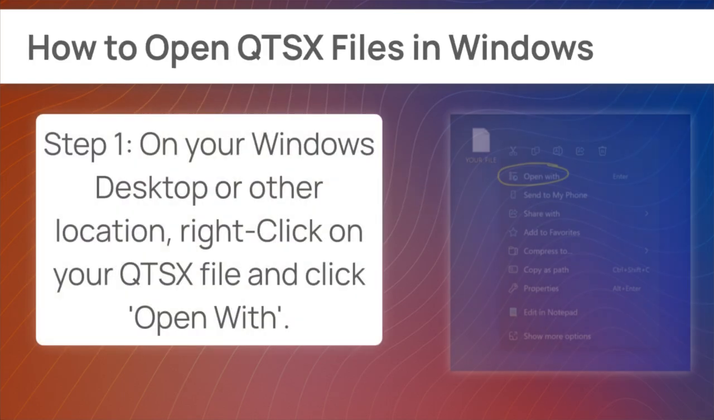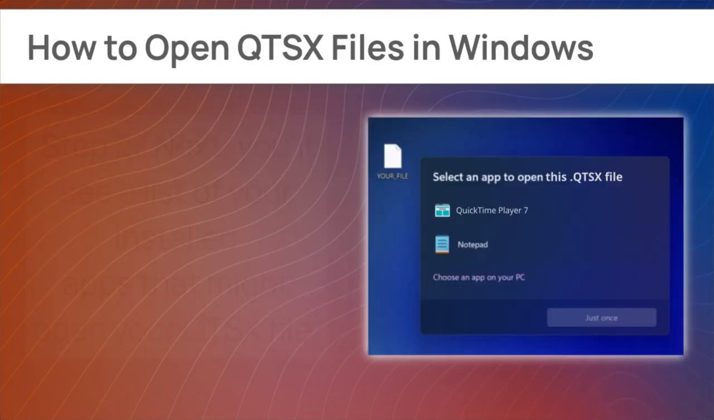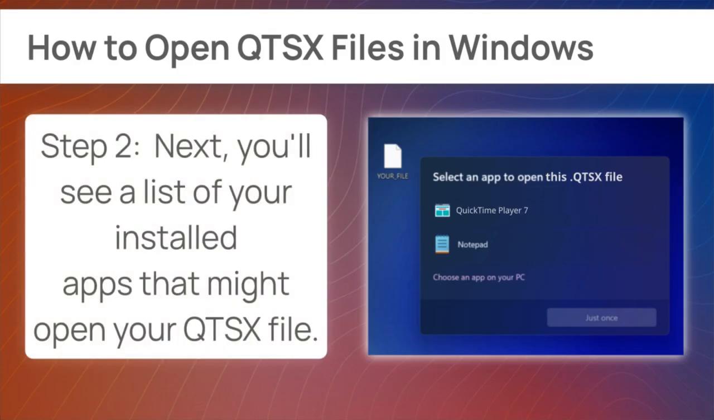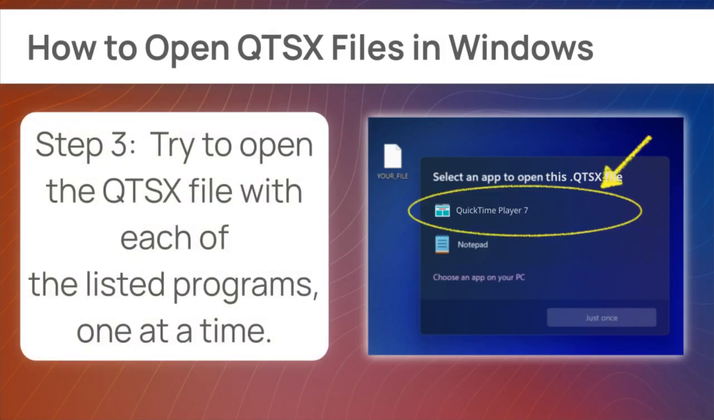To unlock the data, right-click the QTSX file and select Open with. Test QuickTime Player 7 if available. If it's absent, choose another program. We must determine which app can properly read the header.